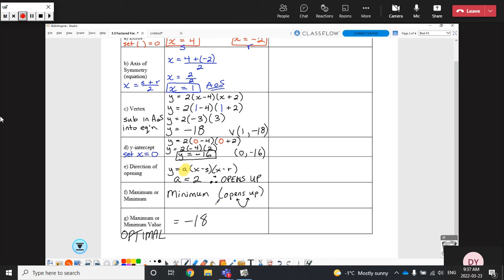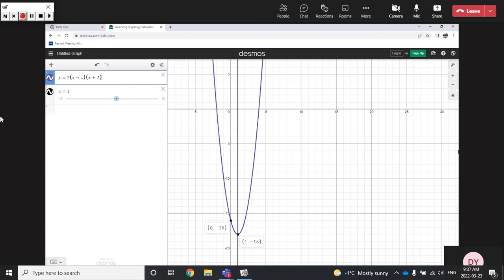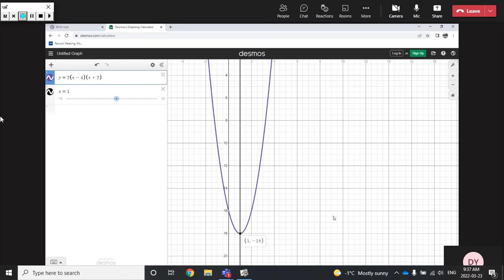Great. That is the lowest point, right here. I'll try to zoom in, but this mouse is a little funny. Okay. So far, so good?